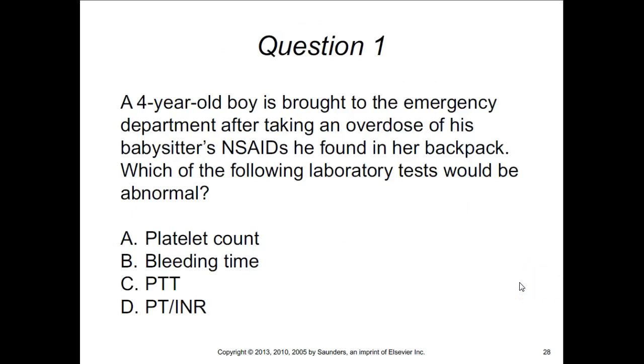All right, so question 1. A 4-year-old boy is brought to the emergency department after taking an overdose of his babysitter's NSAIDs, so non-steroidal anti-inflammatories, that he found in her backpack. Which of the following laboratory tests would be abnormal? Right, so think about that, and then we'll see if we come back to the question. All right, so platelet count is not going to be altered, so I'll give you that one. It's not A.